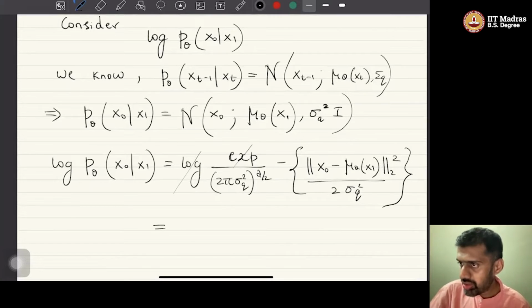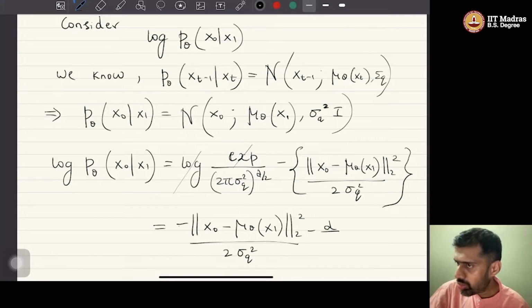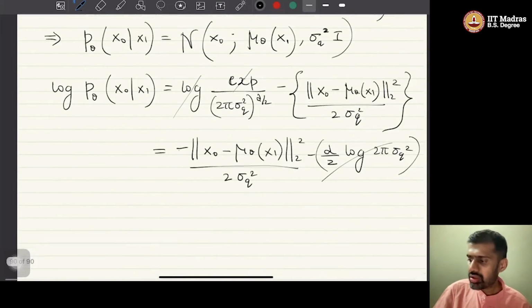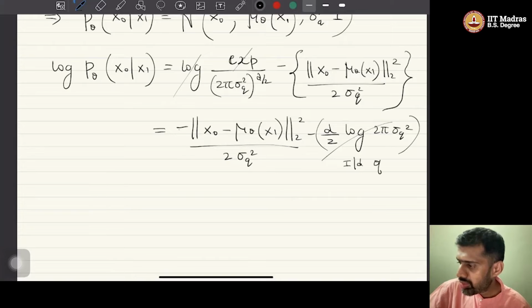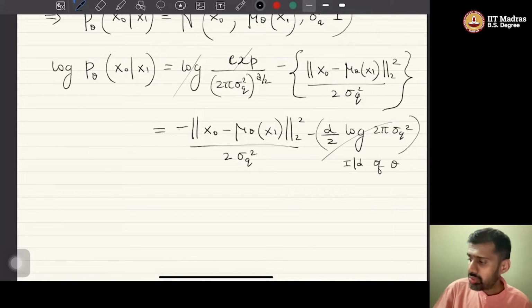If we do this, this will be simply equal to minus x naught minus mu theta of x1 squared divided by 2 sigma q squared minus d over 2 log of 2 pi sigma q squared. Now this term is independent of theta, and this simply can be ignored. When we are optimizing with respect to theta, we can just take that out, right? So now, with an expression for this, we have to see how to optimize the ELBO that we have obtained. So how do we do it in practice is the question. Let us do that.